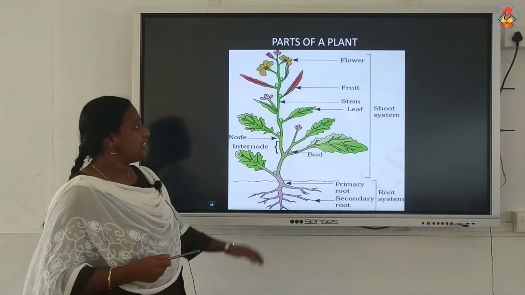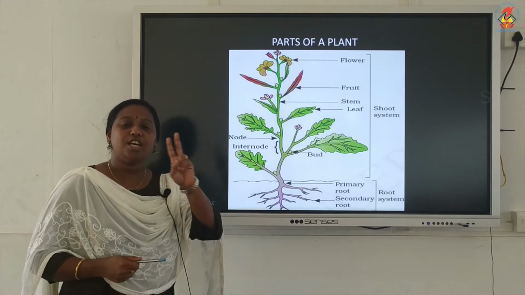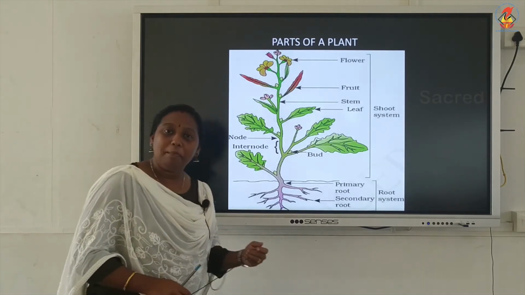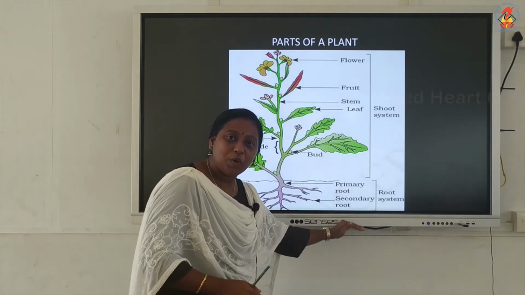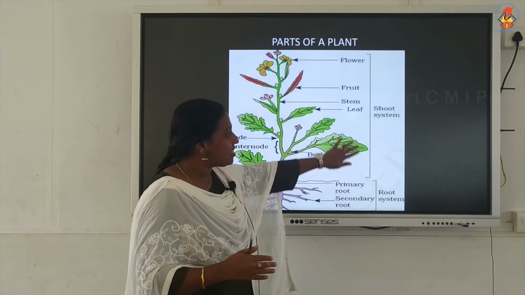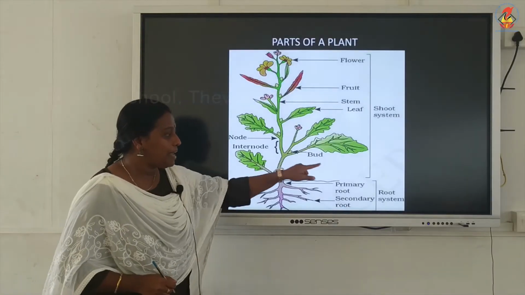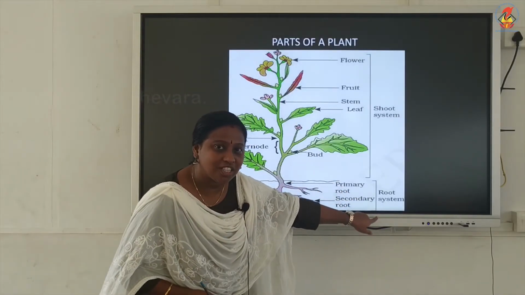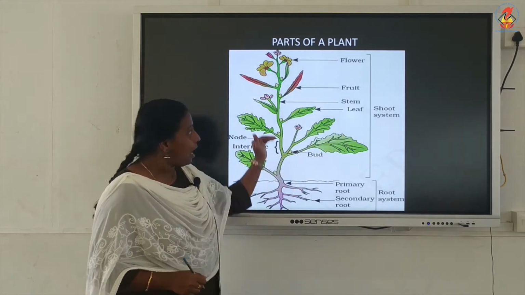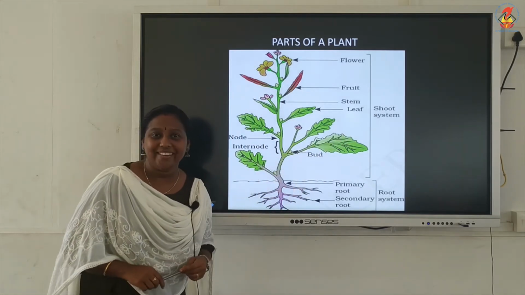A plant consists of mainly two parts. One part of a plant is seen below the soil, the remaining part is seen above the soil. The part which is below the soil you call it as the root system, and the part above the soil you call it as the shoot system. So is this clear? So a plant will be having root system below the soil, shoot system above the soil.